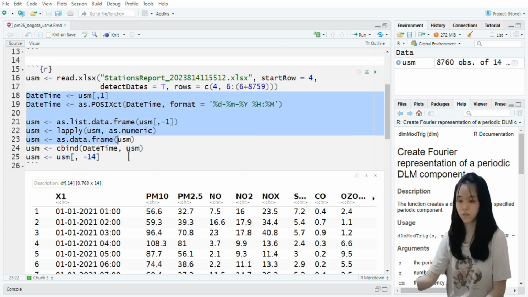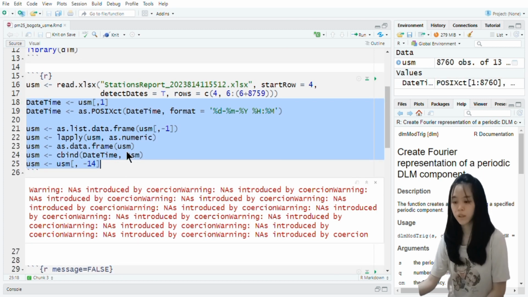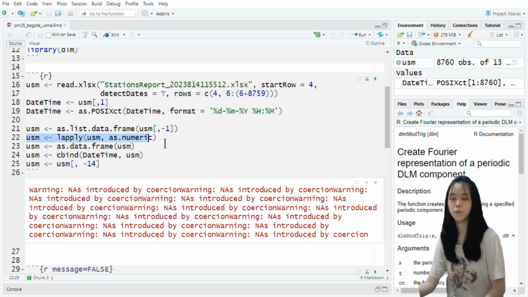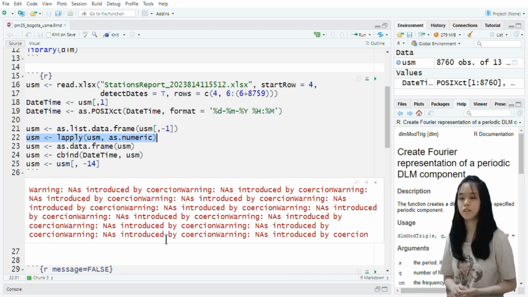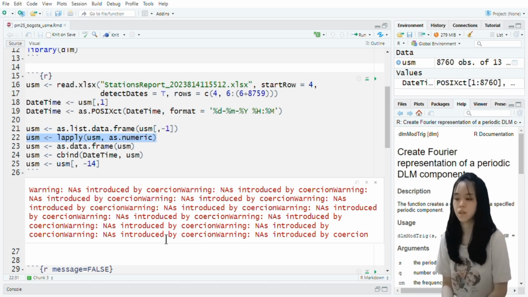Okay, I'm going to run this. This warning message is obtained after running this line, but don't worry about that, because the data naturally has missing values, not only in PM2.5 but also in other variables, in other columns. So NAs must be there.